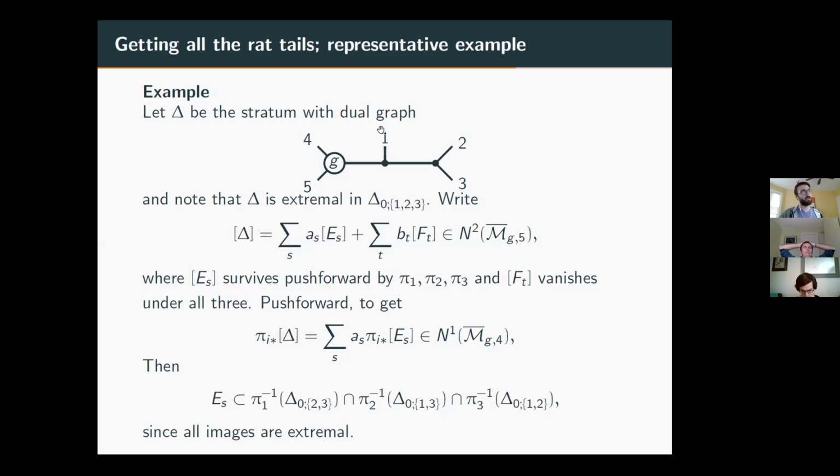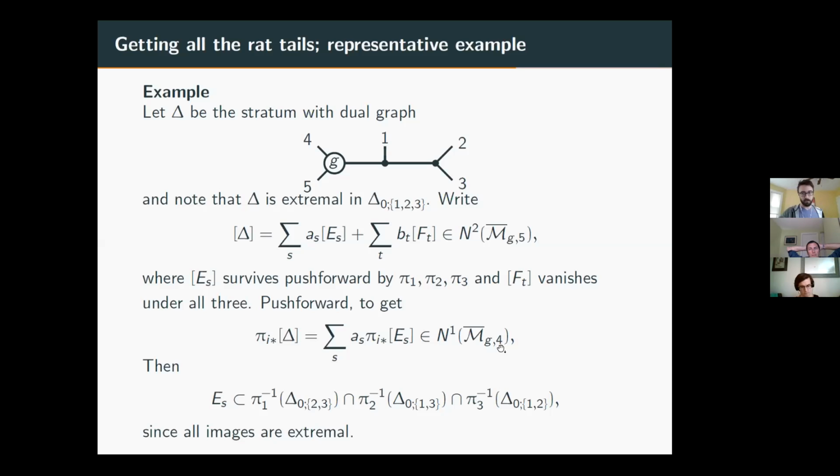Because what happens? If I kill 1, then these guys move down by stabilization. If I kill 2, then 3 moves down to be with 1 by stabilization. If I kill 3, 1 and 2 come down to live together on the rational component. And so when I push forward the left-hand side, I get one of these 3 classes. And I push down the right-hand side, the F's all die, and the E's become whatever they are. The push forwards of the E's don't die, they live.